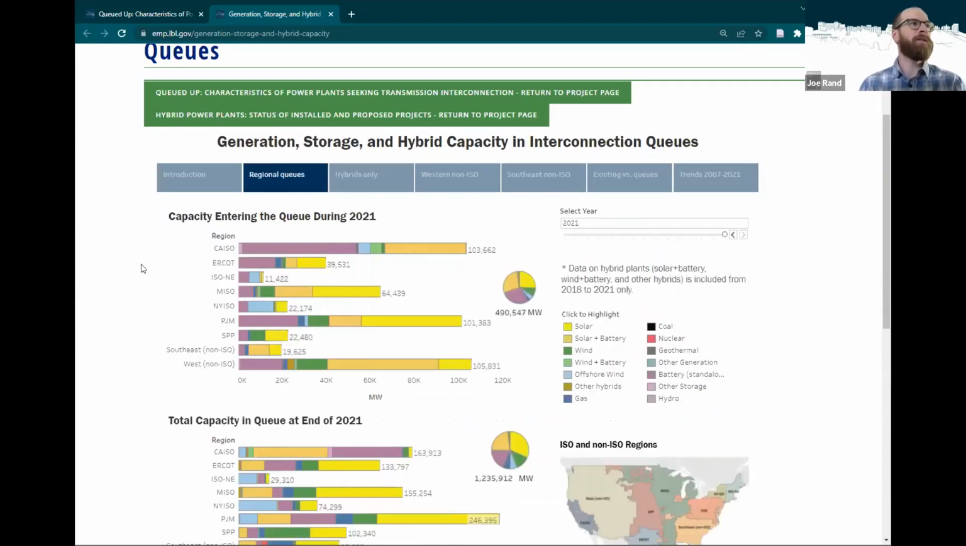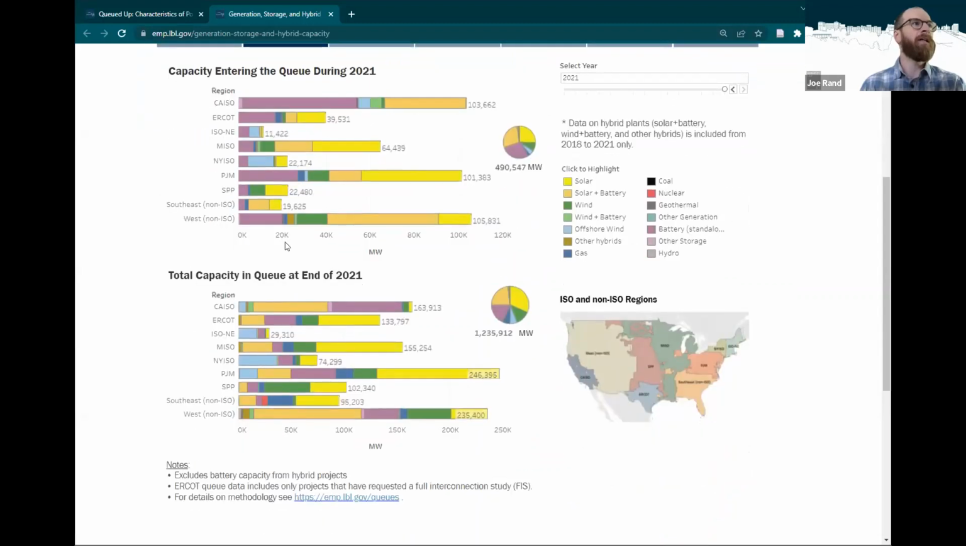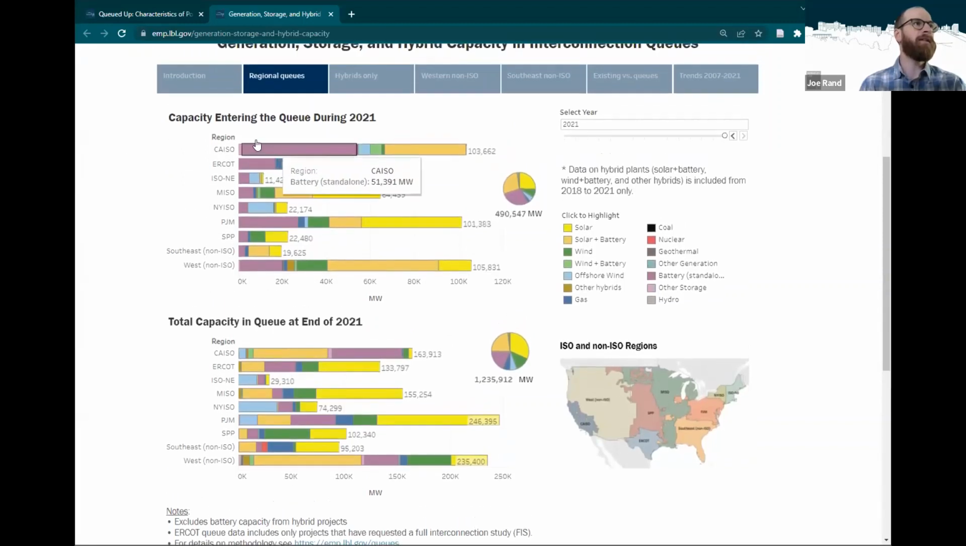So first, you can look by region. Of course, we have the 7 ISOs highlighted, as well as the Southeast region and the West region. Those represent an amalgamation of a bunch of different individual utilities. You can look at the different capacity makeup of each of those regions. At the top, you can see these bars represent capacity that entered the queue just in the most recent year. And then the lower bars represent the total or cumulative capacity as of the end of that year.